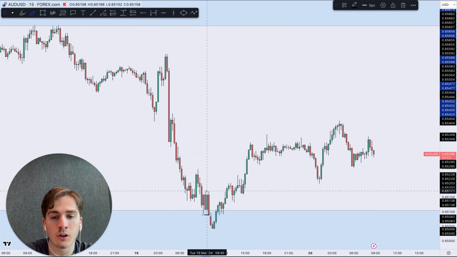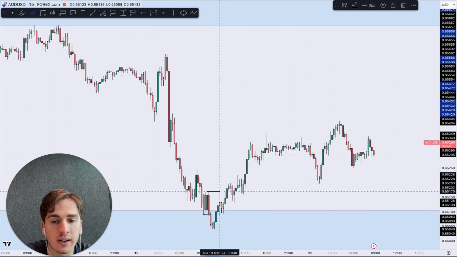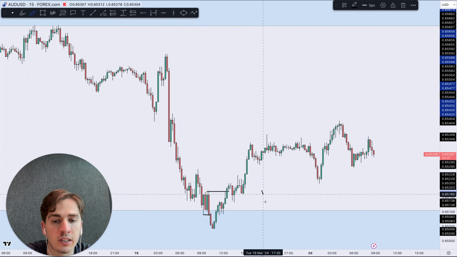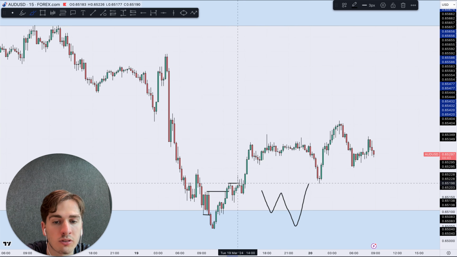This was the fractal low. Then what happens? What is the high which broke that low? That was the high over here. So what happens pretty much is that you get the push down, you get the pullback, you get the push down, you get the push up in towards this high over here.